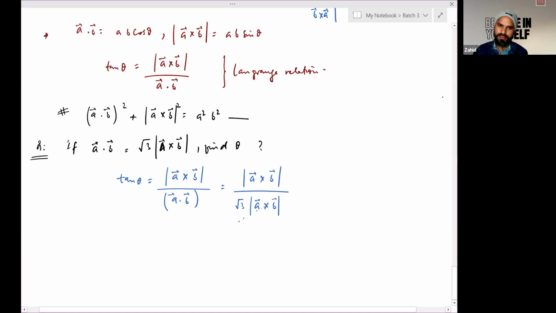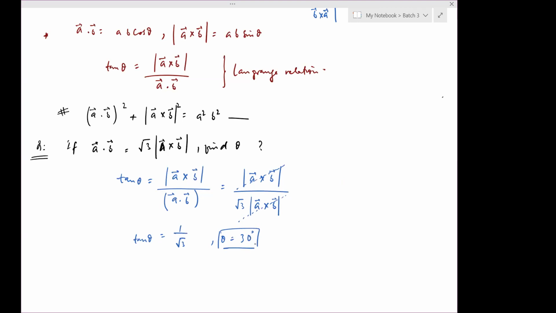Now this term and this term will cancel out. So you will be left with 1 over root 3 equals tan theta. Now the value of theta for which tan theta is 1 by root 3 will be just 30 degrees. Is it clear? Yes, sir. Just write it down.